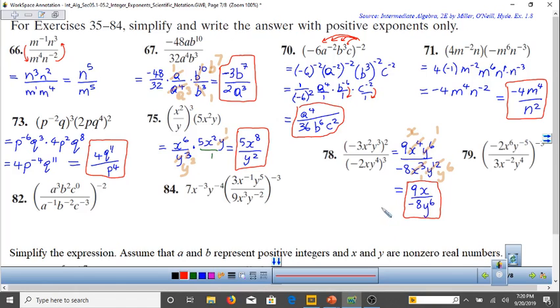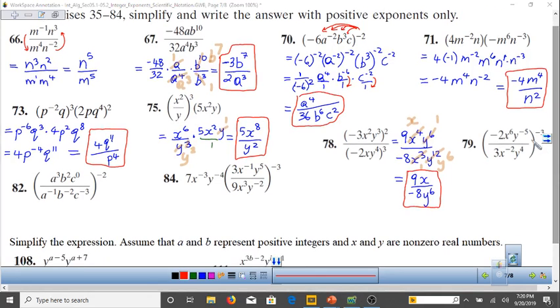Now let's take a look at number 79. With this one, we have a negative exponent and we have terms in the parentheses. So let's simplify what's in the parentheses first, then apply the exponent. That's one way to do it, but it's not the only way.